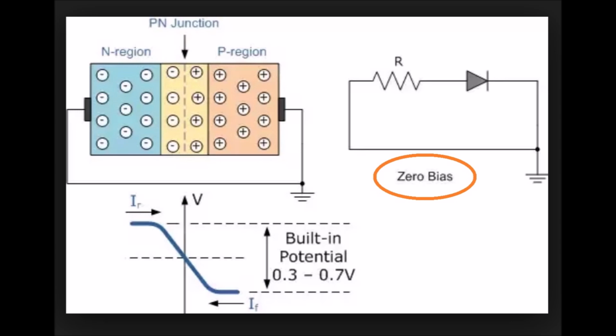Zero bias. Equilibrium. Zero bias. In a p-n junction, without an external applied voltage, an equilibrium condition is reached in which a potential difference forms across the junction.